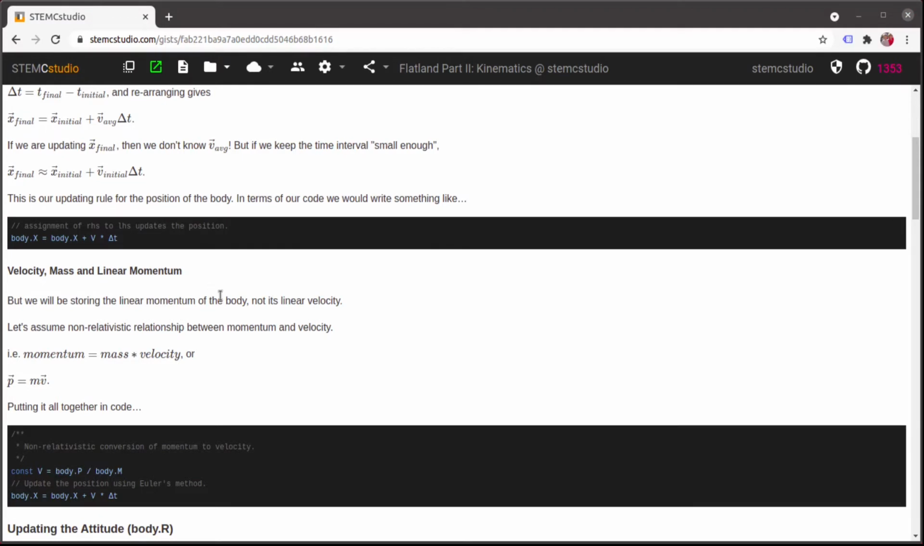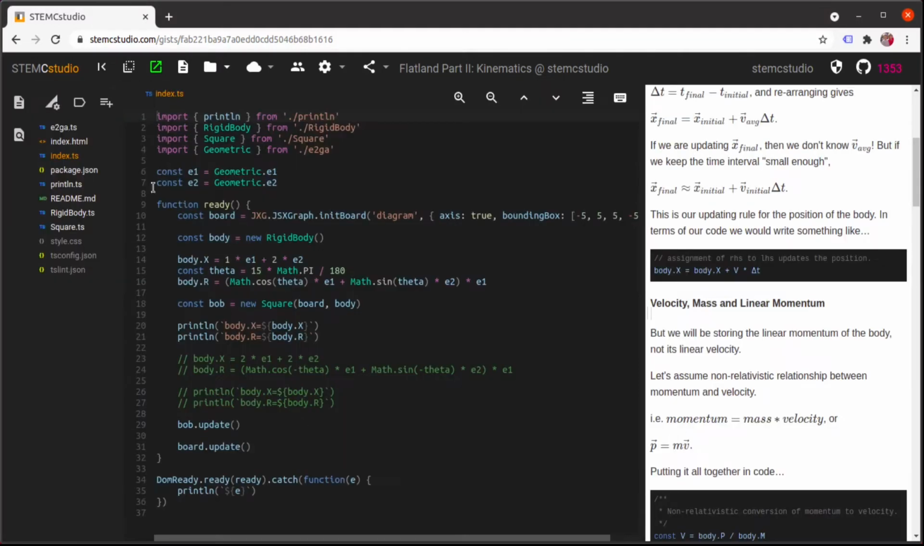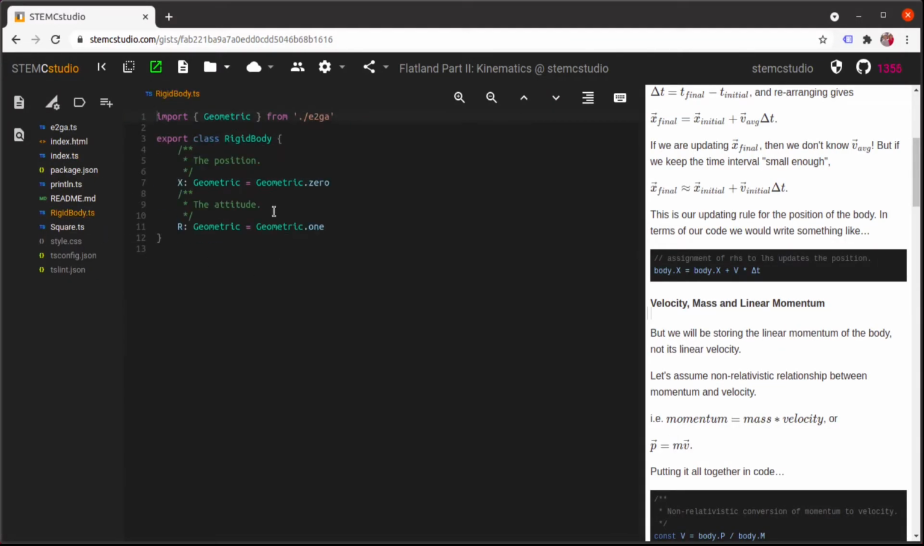Okay, so let us try to implement the translational motion of the body by using a scheme similar to this. We're going to add the momentum property and the mass property to the body. And then somewhere we're going to compute the velocity, and we're going to update the position in this fashion. Okay, so the first thing we have to do is go to our rigid body, and we're going to add the momentum property. So I'm going to put it in here right next to the position property, because they sort of go together in a way.